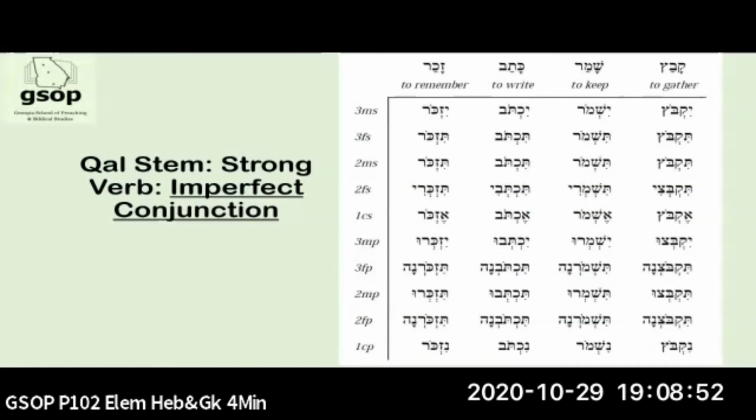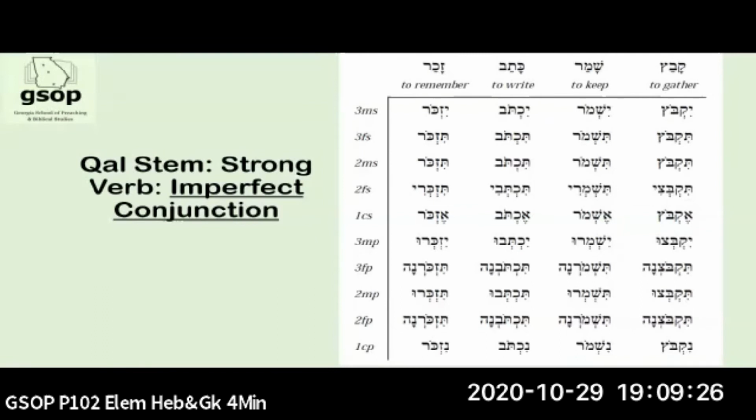And so we have the same words we had before. I think they're the same words, maybe not. No, they might be different. Zakar, to remember. These at the very top are in the Qal perfect form, third masculine singular. That's the lexical form. So zakar, to remember, katab, to write, shamar, to keep, kavats, to gather. And if we're going to make it in the imperfect, we're going to add a prefix to it. We're also going to add, in some cases, a suffix.